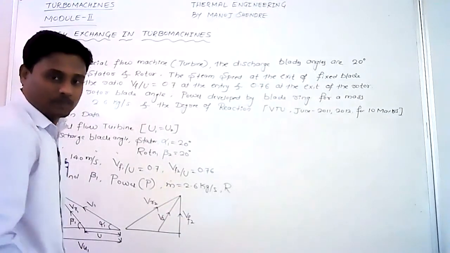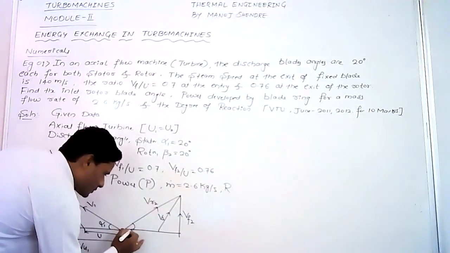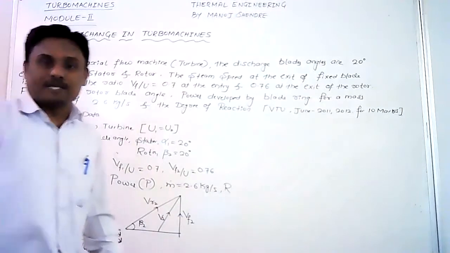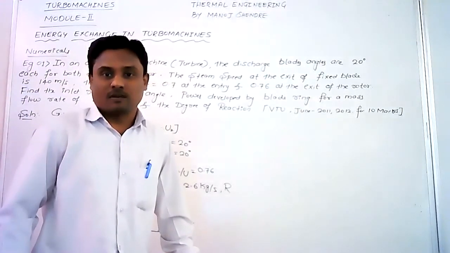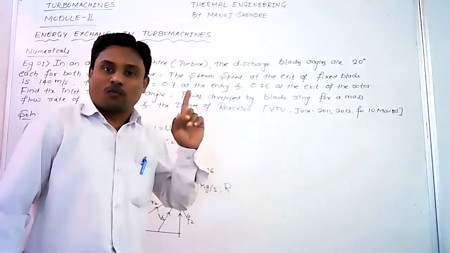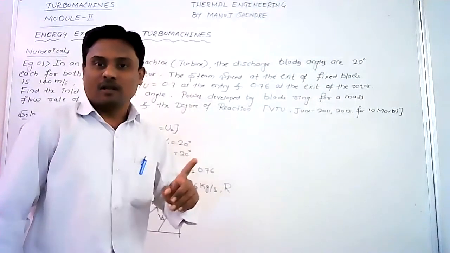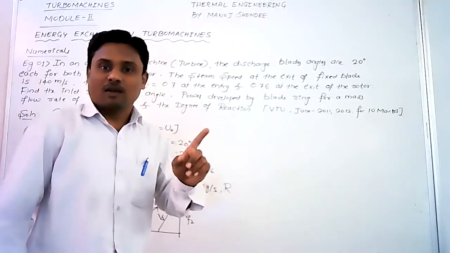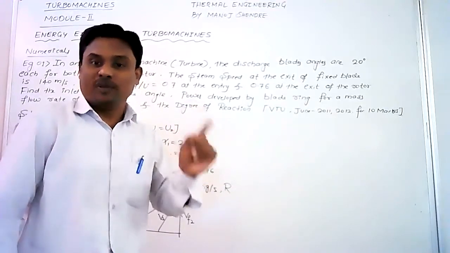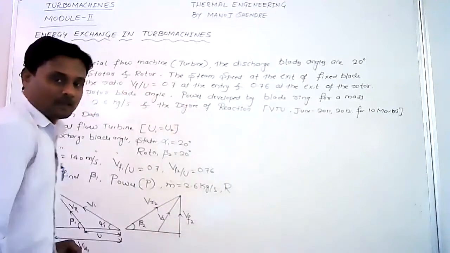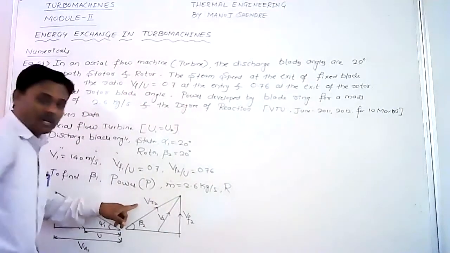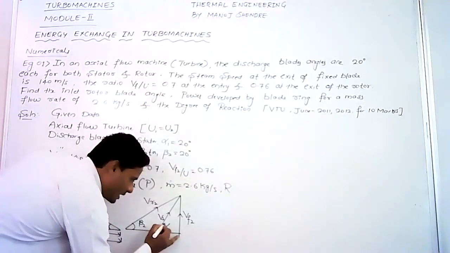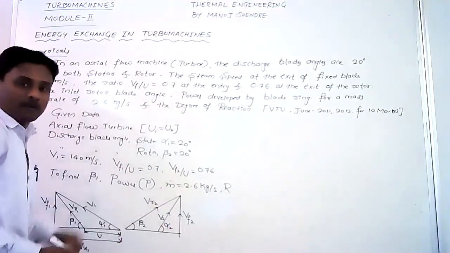We are going to solve this numerical. As I said, the relative velocity component makes an angle beta with respect to horizontal. Remember, guys, for VR we have angle beta, and for V we have angle alpha. I repeat, for VR we have angle beta, and for V we have the angle alpha. So as we are dealing with the outlet velocity triangle, for VR2 we have beta 2, and for V2 we have alpha 2.